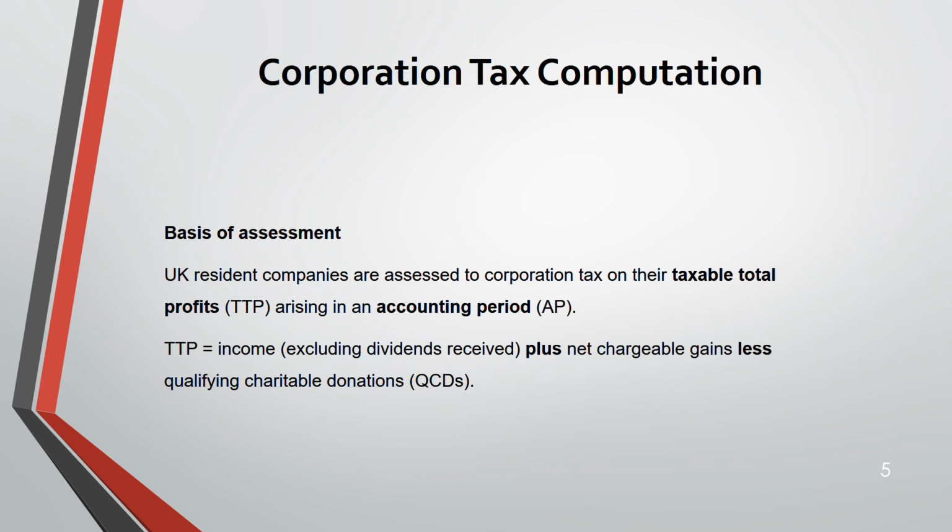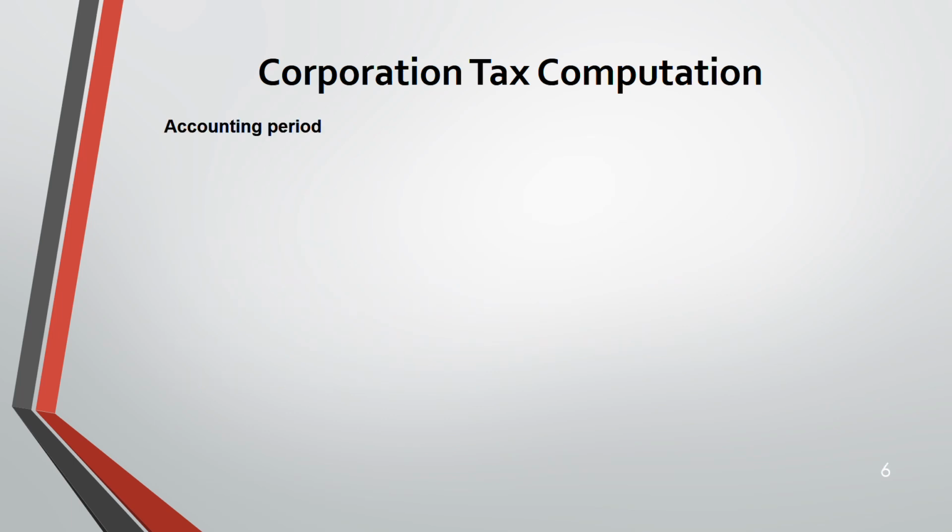Now, this TTP is all your income, excluding the dividends received. Dividends received will not be taken into account, plus your net chargeable gains, less qualifying charitable donations. This qualifying charitable donation we have covered in income tax. When we studied income tax, we finished qualifying charitable donations. I'm not going to put more effort into explaining that. You can go back and see what a qualifying charitable donation is and how it works. The rules are the same.